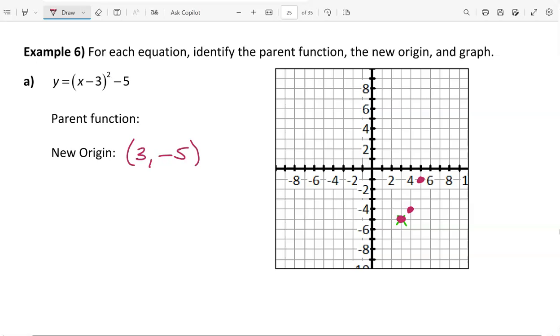And then to the left is negative. So if I move to the left of the new origin 1 unit, then I'll move up negative 1 squared, which is positive 1. If I move left 2 units, I'll move up negative 2 squared, which is 4, and our parent function translated right 3 and down 5 looks like the following.